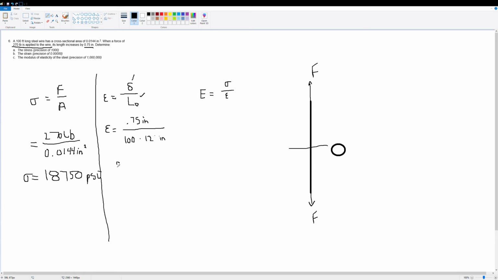Okay, so putting that in my calculator, you would find that your strain is equal to 0.000625. Now strain is actually unitless, inch per inch. But to show that it's a strain calculation, we typically leave it as inch per inch, even though mathematically inch over inch is equal to 1.